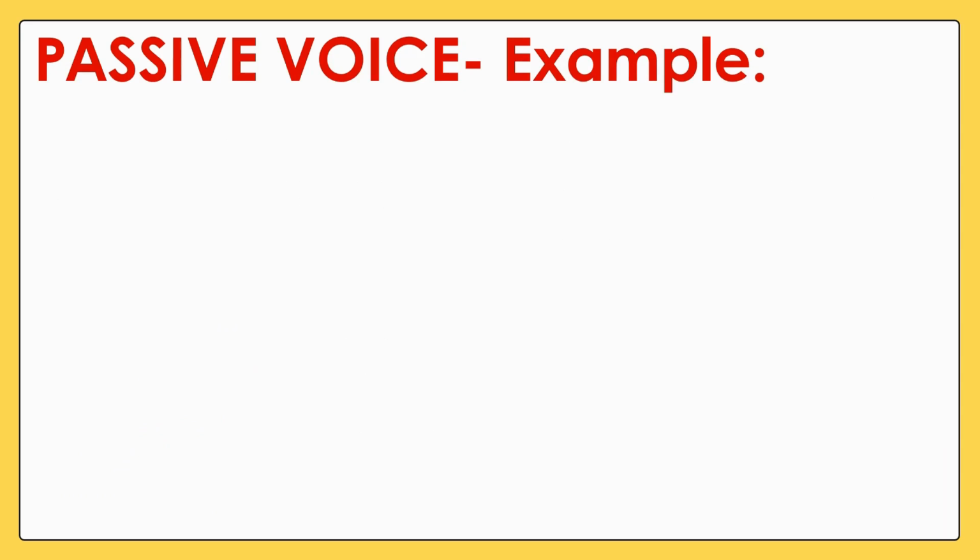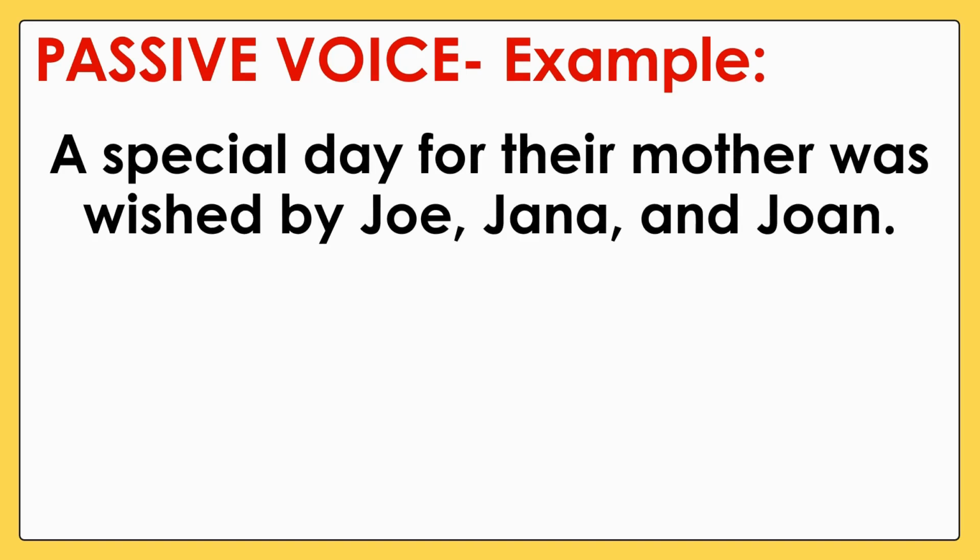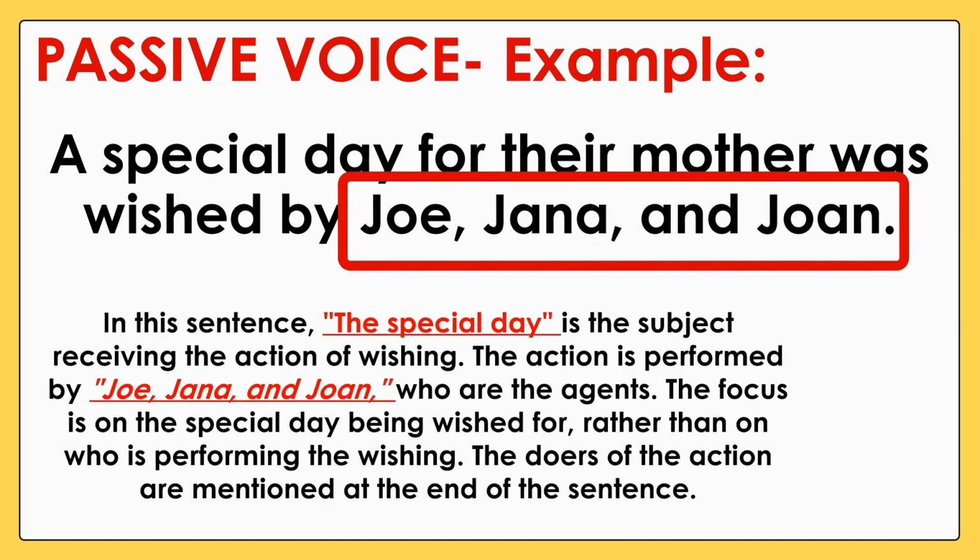Now, let's go with the first example for passive voice. Sentence: a special day for their mother was wished by Joe, Jana, and Joanne. So, in this sentence, the special day is the subject receiving the action of wishing. The action is performed by Joe, Jana, and Joanne, who are the agents or the doer of the action. The focus is on the special day being wished for, rather than on who is performing the wishing. The doers of the action are mentioned at the end of the story.